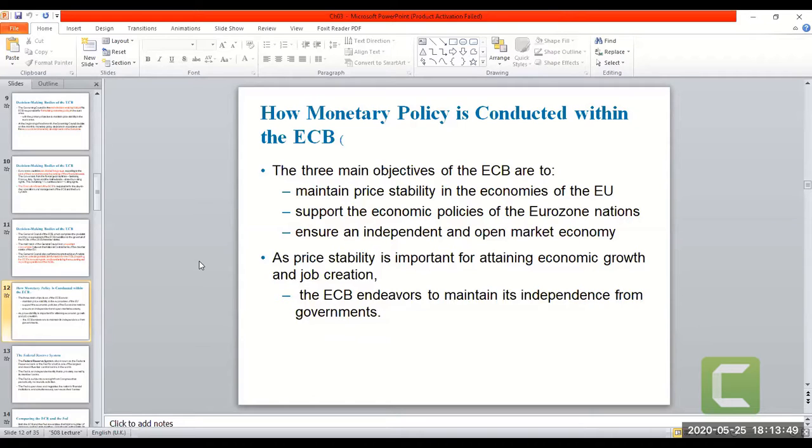Therefore, this bank is independent from governments. Basically, there is no, as such, direct control or influence from member countries, theoretically, but practically it is influenced by, for example, the biggest economies, for example, influenced by Germany.